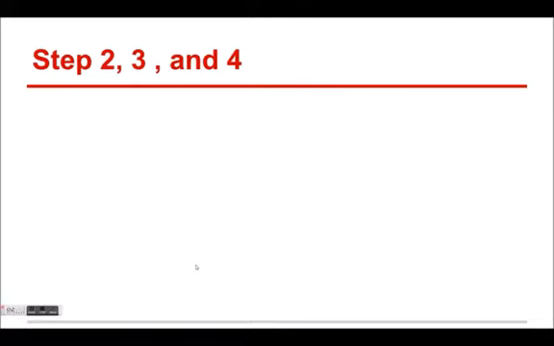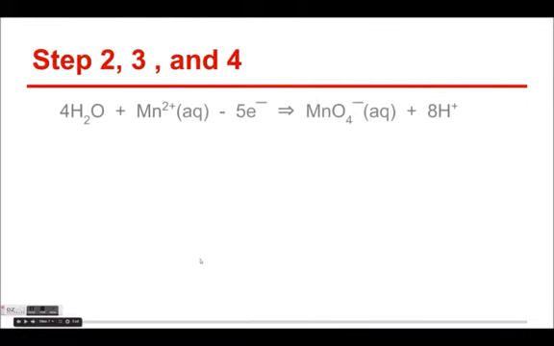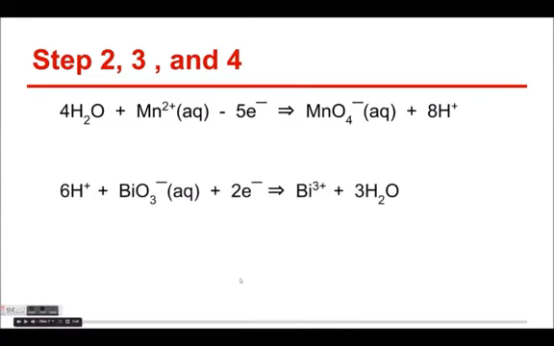Steps 2, 3, and 4. I combine these steps because it all kind of happens at once. So, we need to balance the H and the O's. Let's look at the first half reaction. Since manganate has 4 oxygens, we need to balance the other side with 4 waters to give it the same amount of O's. And now since we have 8 H's on the left side, we need to balance the other side with the same amount of H's. Then we can do the same thing with the other half reaction that I did right there for you guys.